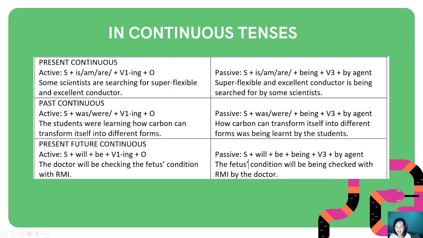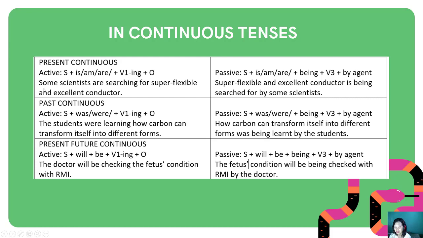Present continuous. Active: subject is/am/are plus verb 1 ing plus object, and then passive: is/am/are being plus verb 3 plus by agent. It is easier, I think, in continuous tenses because you don't have to determine which to be you have to use in the passive form, because you just copy this, you just add being and verb 3 like that. Some scientists are searching for super flexible and excellent conductor. Super flexible and excellent conductor is being searched for by some scientists.